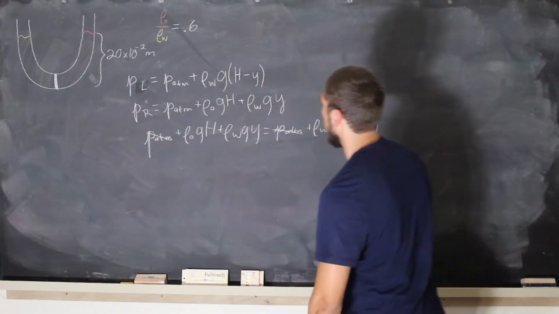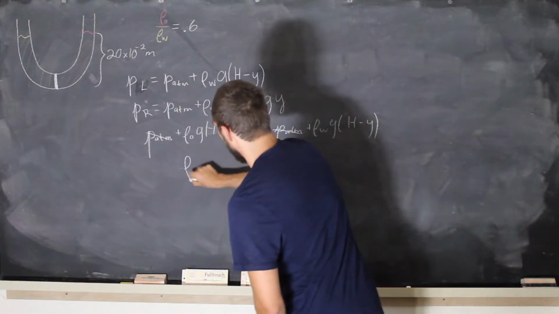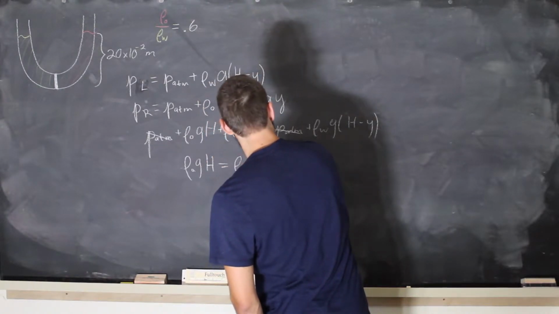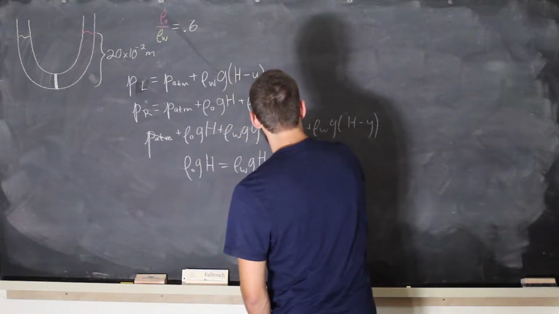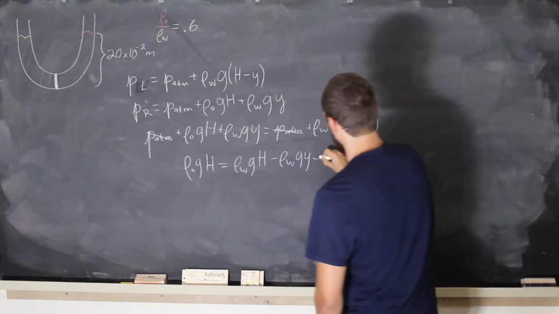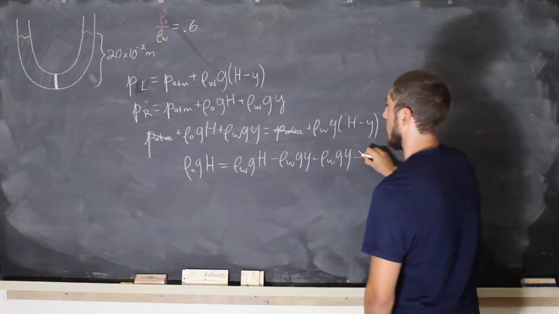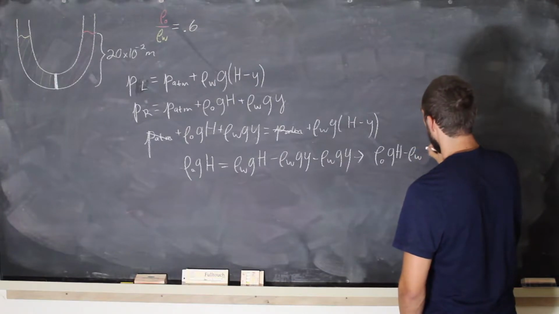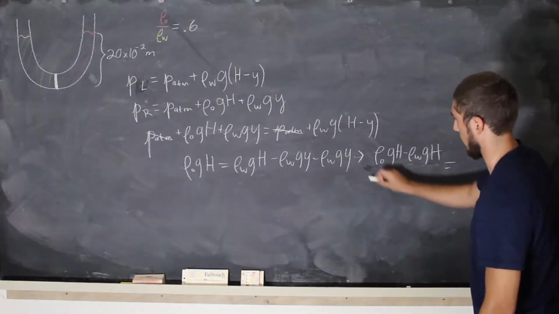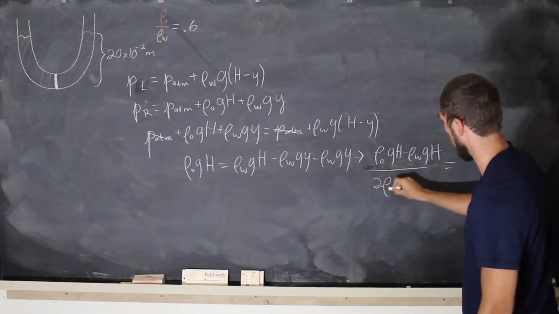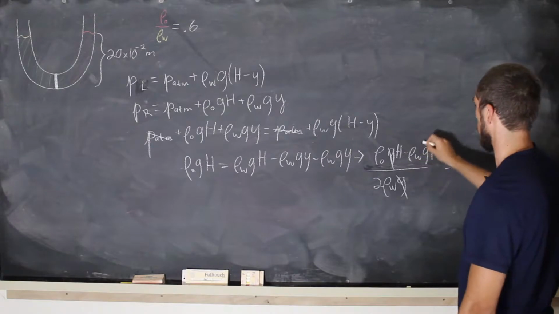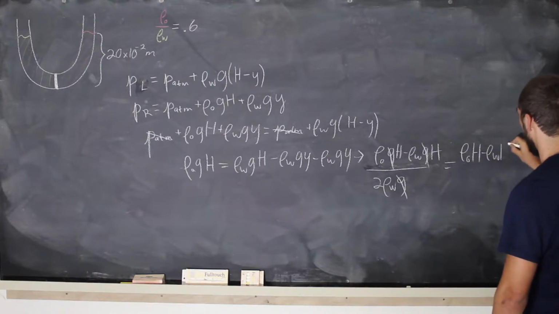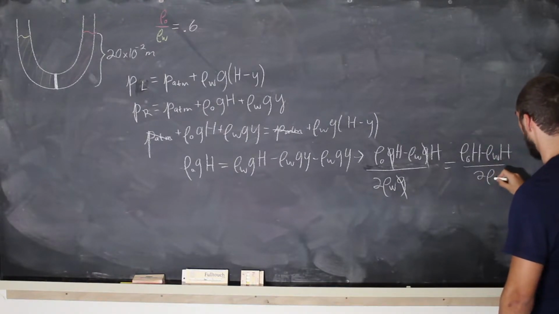The atmospheres go away and we want to solve for Y. Rho oil G H is equal to rho water G H minus rho water G Y minus rho water G Y. And then we're going to go to rho oil G H minus rho water G H, and we're going to divide it by 2 rho water G. The G's are going to cancel out, and we're going to be left with rho oil H minus rho water H over 2 rho water.